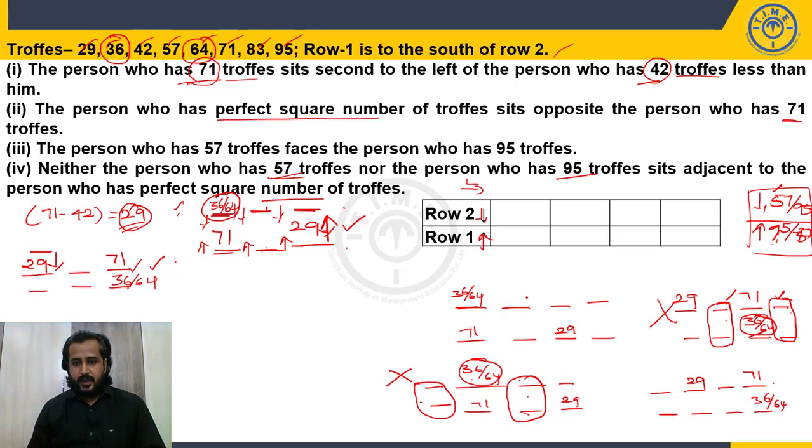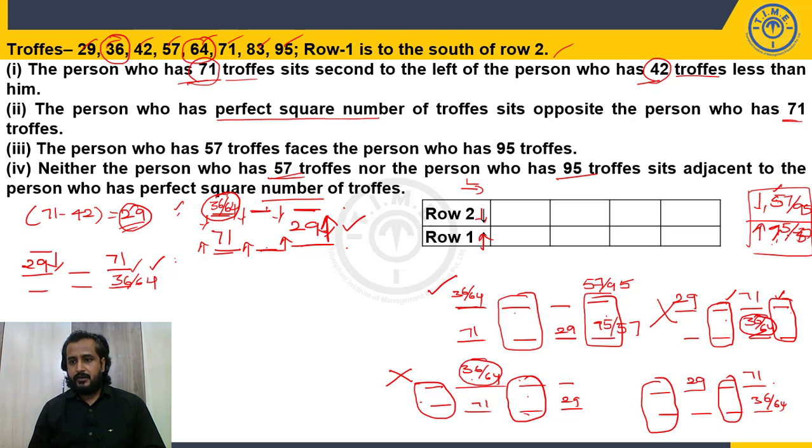Now in this case, either this combination or this combination I have to take. So is this possible here? No, it is not possible. Is this possible here? Not possible. So when it is not possible here, it is possible here. But here I can take 57 or 95, 95 or 57. So this is valid. Now in this case, I can take opposite here or I can take opposite here.